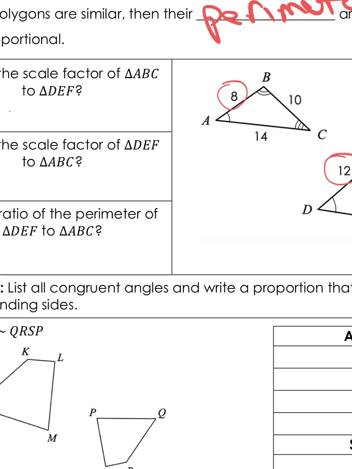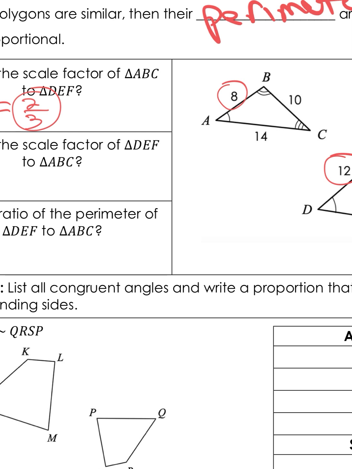And of course, we're going to reduce that. When I say reduce, I mean we're going to find the greatest common factor. The greatest common factor between 8 and 12 is 4. So this would reduce down to 2/3. All right, so that's the scale factor.